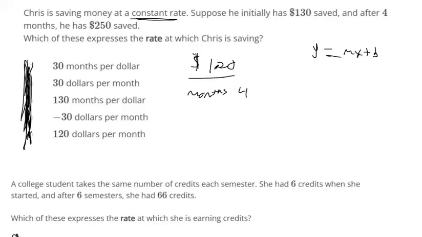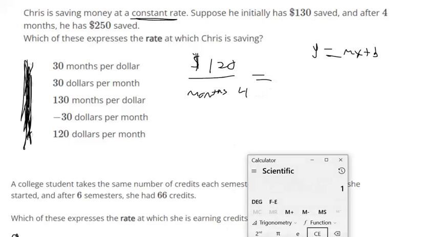Because we don't talk about months in terms of dollars. It's just such a weird thing to say. Like saying you earn 30 months per dollar, we're not earning time, right? Without getting into a philosophical debate, we're not earning time. We're earning money per time period. So the long and short of it is that your time period usually is your x variable. It goes on the bottom.